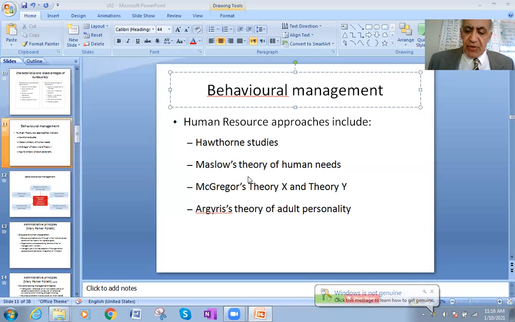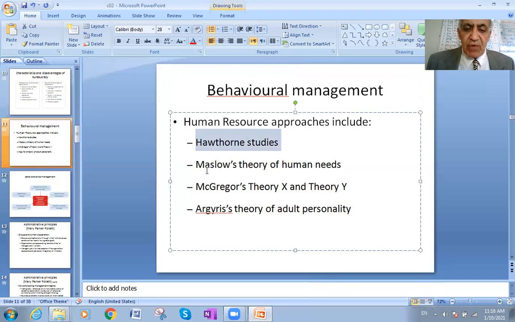This is about the Hawthorne studies, but we don't have only Elton Mayo and the Hawthorne studies. We have also Maslow's theory, and we have Chris Argyris and Douglas McGregor's theories. Let's go to them one by one.